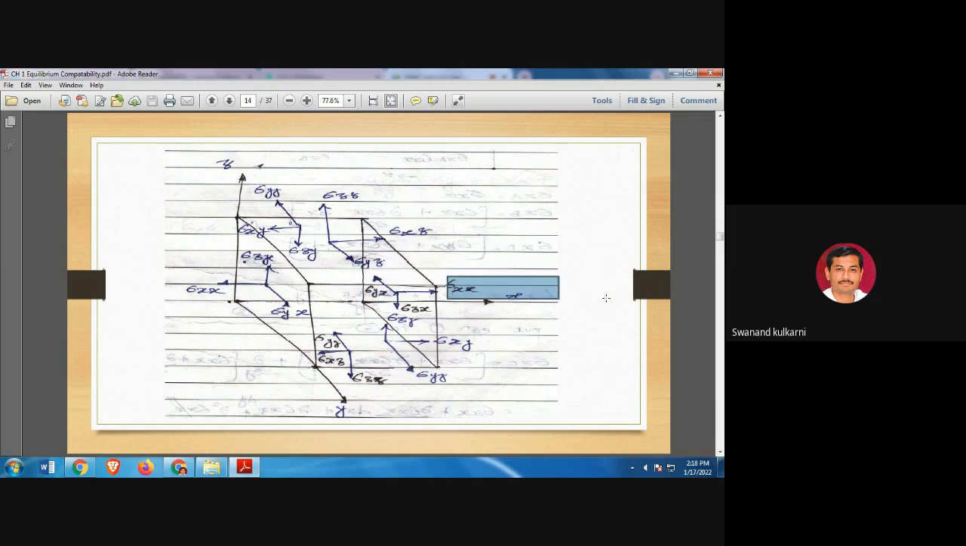So the component of force in the direction of x, the component of force directly in the direction of z, and this is the component of force in the direction of y. So you can understand this. Are you getting these particular components of forces, sigma xx, sigma zx, and sigma yx? So three components of forces you can understand here.